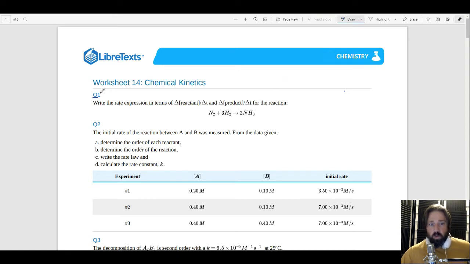So for question one, they're asking for the rate expression. Now, rate expression, especially when they say in terms of change in concentration over change in time, you know it's always going to be change in the concentration. Let's do nitrogen first. Change in N2 over change in time. Okay, and what else do we need in here?